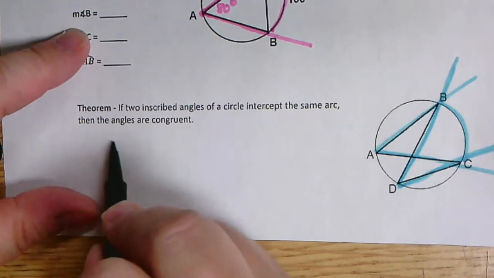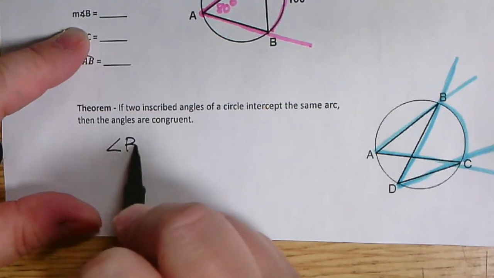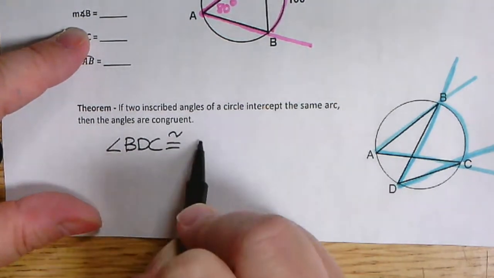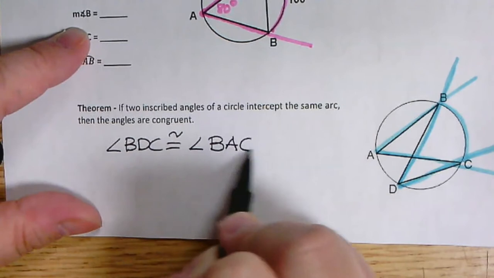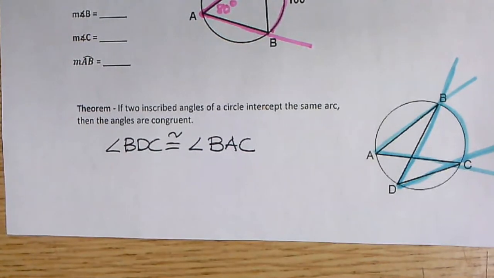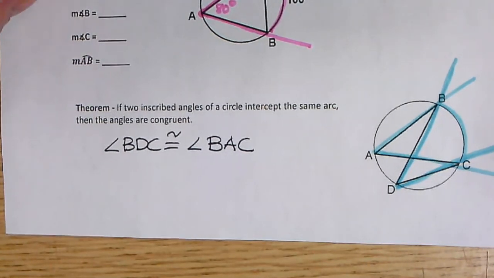So BDC is congruent to BAC. All right, that's 2 theorems down and 2 to go.